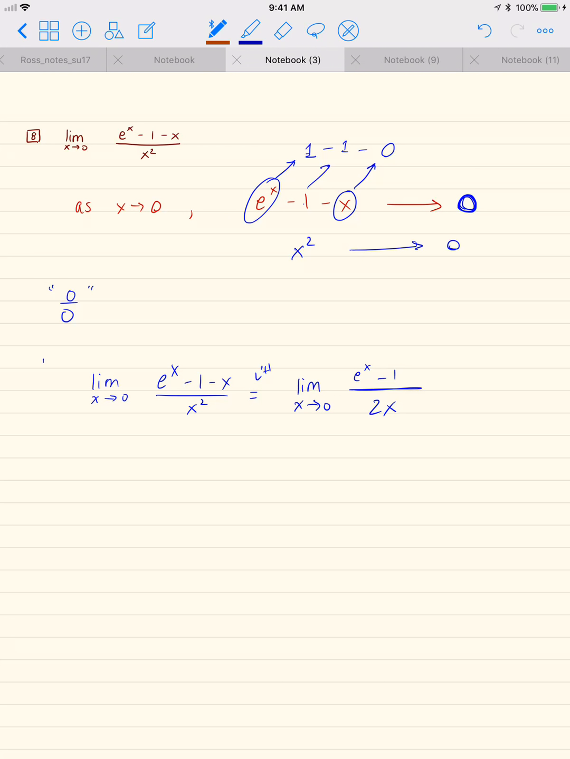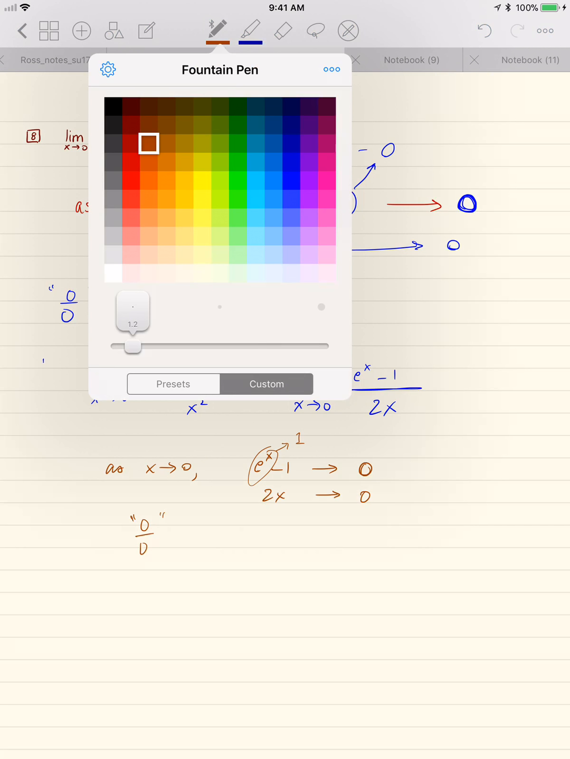So now let's check. As x goes to 0, the numerator is going to go to 0, right? Because e to the x is going to go to 1, so I have 1 minus 1, which is 0. And the denominator, 2x, is going to go to 0. So we've got an indeterminate form, and we can apply L'Hopital's rule again.